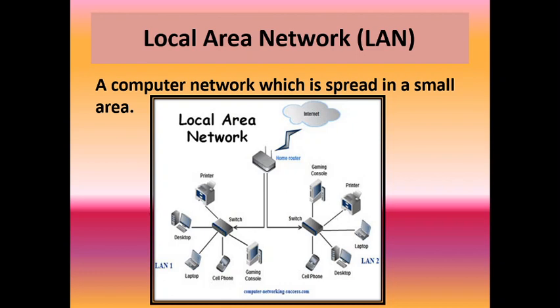There are different types of networks. Local area network, metropolitan area network, wide area network. First we will see what is a local area network. This network spreads in a small area. It can be within a building. So it's easy to maintain. It means to control the network because it spans within a small area.